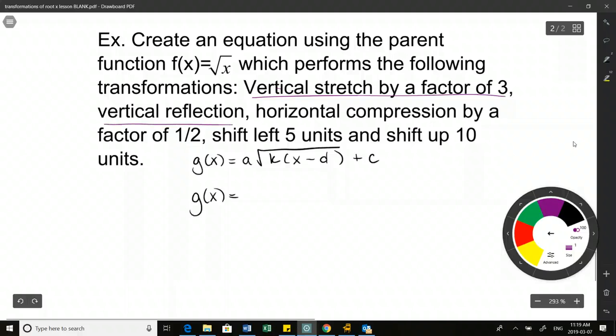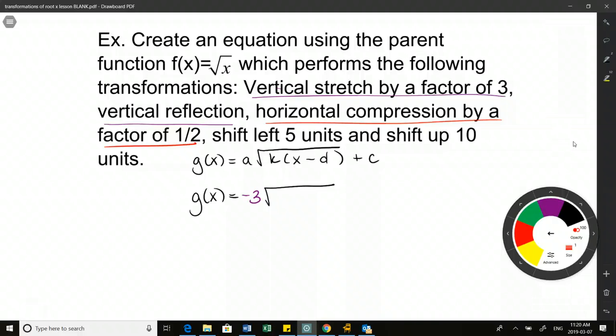So what should a be then? Kaylin? -3. Okay, now we're going to do the horizontal compression. Horizontal compression by a factor of 1 over 2. So remember, guys, when we write that transformation, we've already used the reciprocal of k. So what k value do I want to plug in here? 2. Good. Okay, so we have to reciprocal this guy. And then I've got my x.